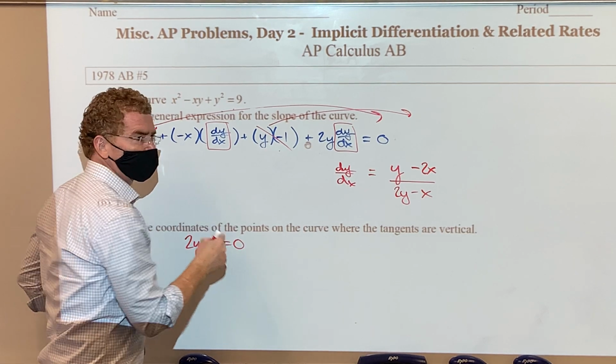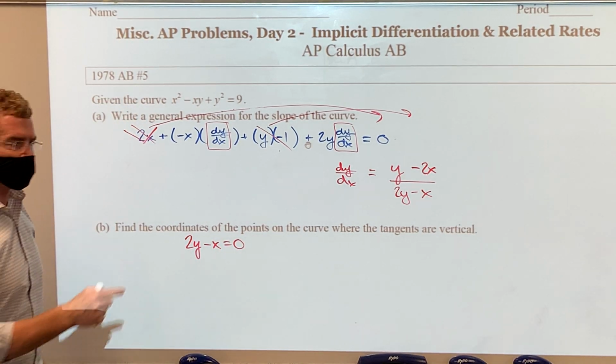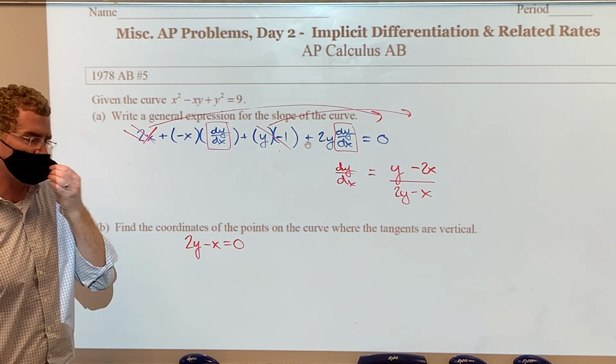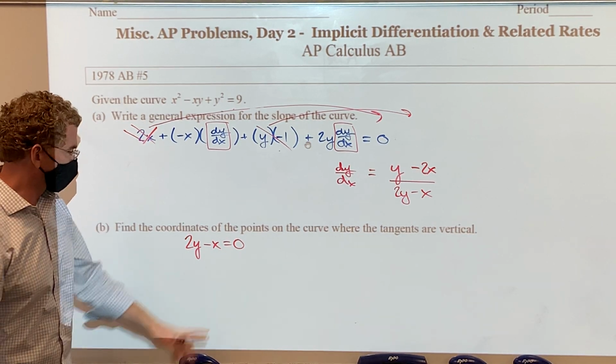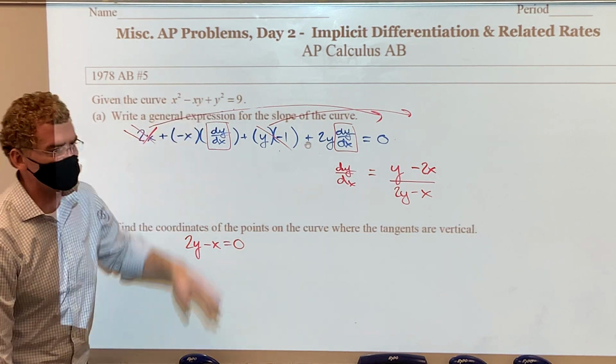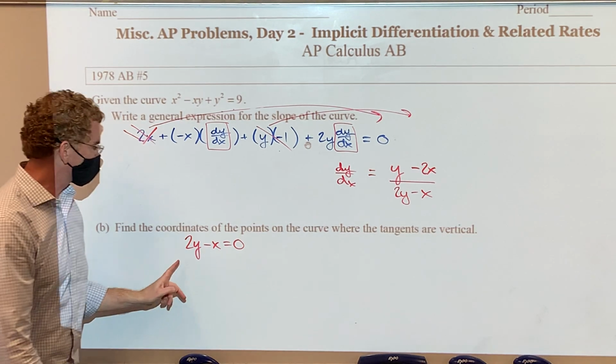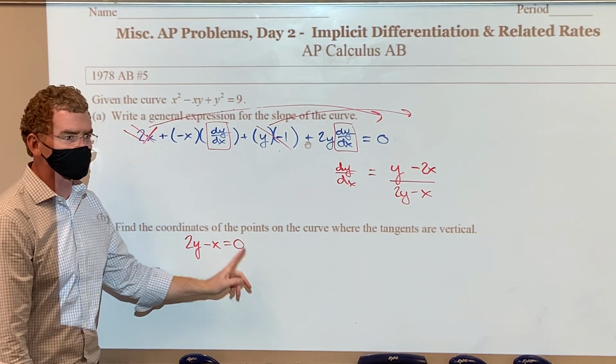Now some people have a real problem with this, because yesterday when we set it equal to 0 and solved, we got a number. And that was nice, right? We got something like x equals 3. And we took that 3 and plugged it in for x and solved for y and had a big smile. But now I don't have that. I have 2y minus x equals 0.